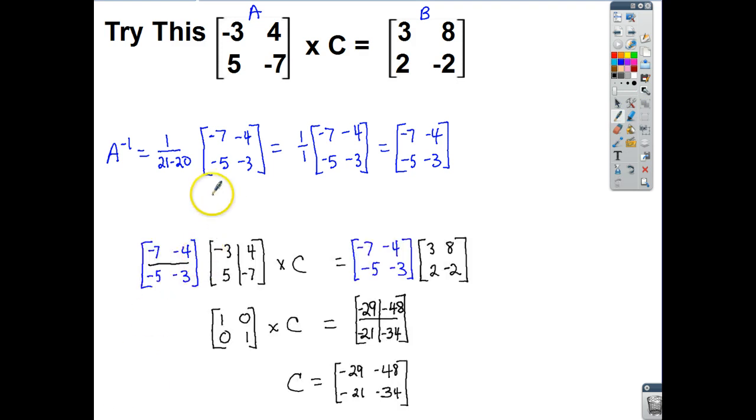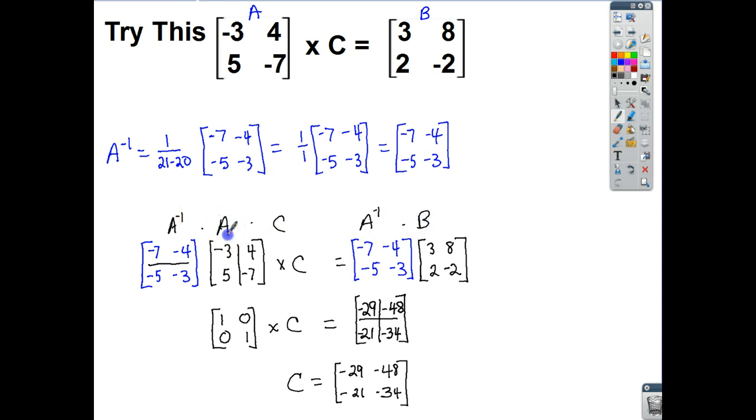Alright, back with you. Then the second step after we found the inverse of A would be to put it on the left-hand side on both sides of this. So we put it in front of A, and here we have A to the negative 1 times A times C is equal to A to the negative 1 times B.